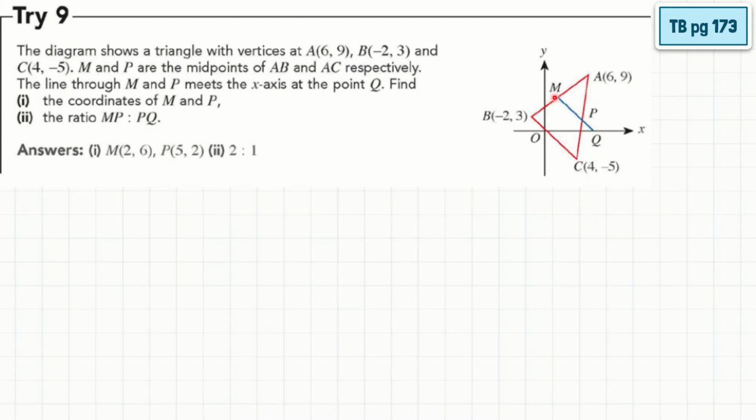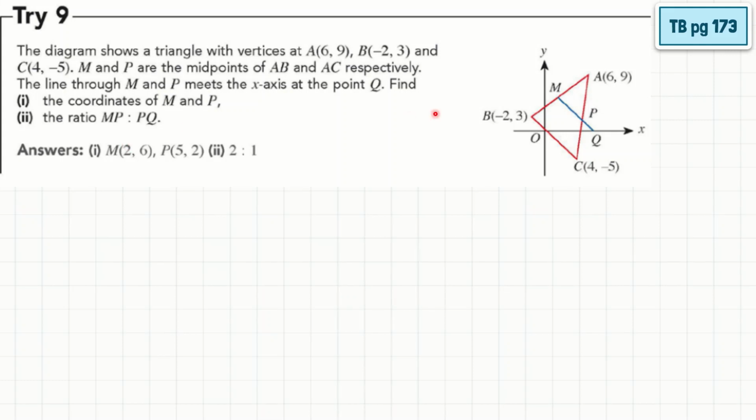So if I have a line, it must be a straight line, because I mentioned a few times that all lines are straight. So this line over here that passes through M and P meets the x-axis at this point Q. We want to find the coordinates of M and P. And then later on in part 2, we want to find the ratio of MP is to PQ. So let's start off by answering part I.